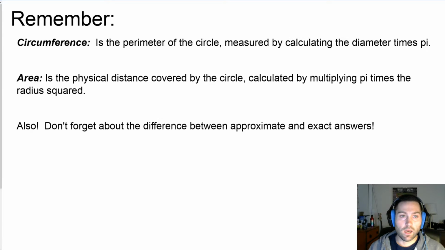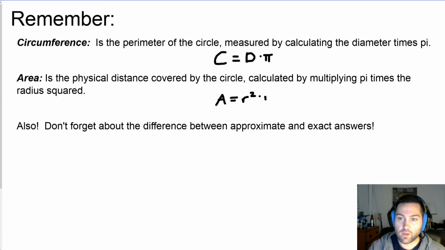So remember that the circumference is the perimeter of the circle measured by calculating the diameter times pi. So remember that the formula for that is the circumference is equal to the diameter times pi. And the area is equal to r squared times pi as well.